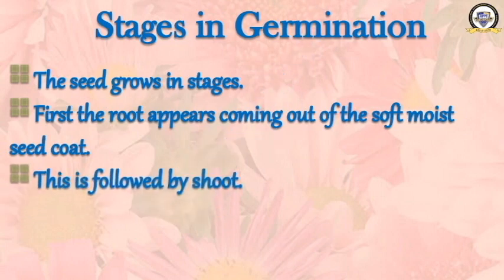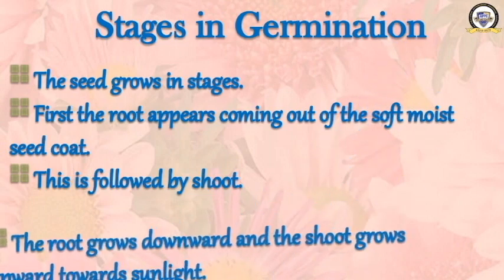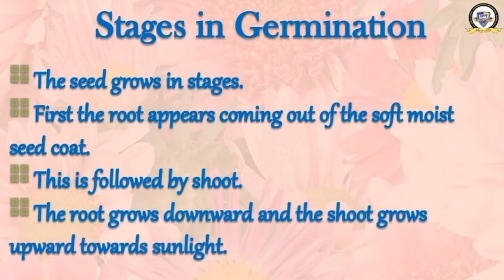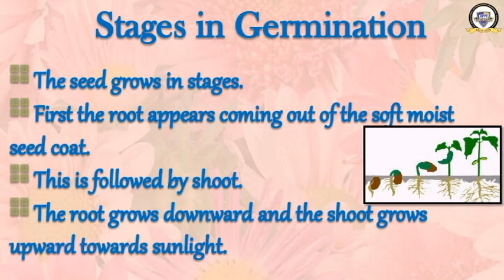This is followed by the shoot. First of all, the root comes, then the shoot. The root grows downward and the shoot grows upward towards the sunlight. The root doesn't need sunlight because it needs nutrients from the soil, but the shoot needs sunlight to grow. So the shoot grows up and the roots grow down. See the picture? A seed, the root came out, then the shoot came out.